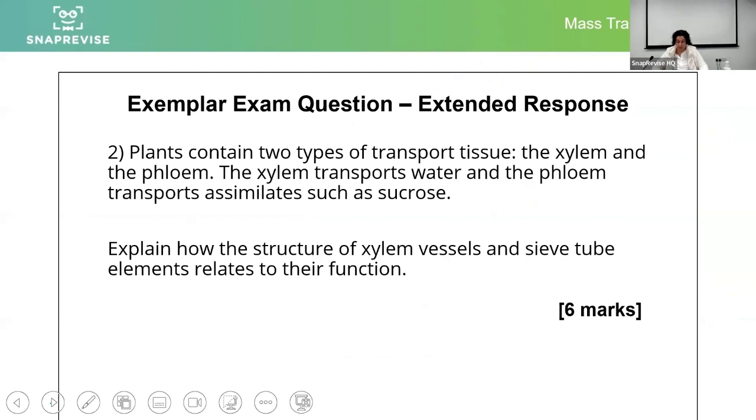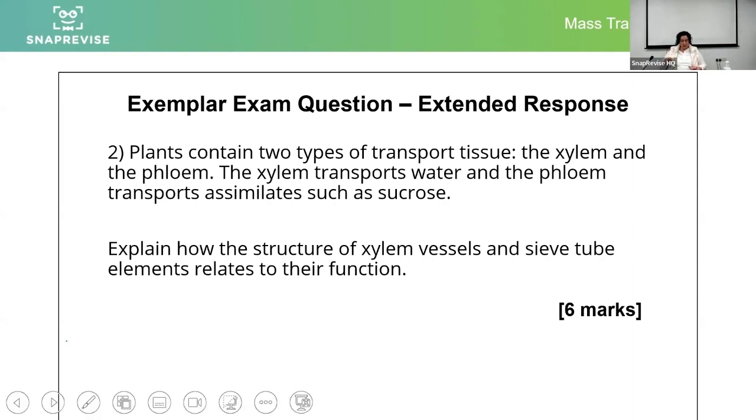Let's have a look at an example question. So plants contain two types of transport tissue, xylem and phloem. The xylem transports water and the phloem transports assimilates such as sucrose. Not quite sure why this particular question says that the xylem transports only water, because clearly it also transports mineral ions. A bit of a peculiar question. Explain how the structure of xylem vessels and sieve tube elements relate to their function. Again, guys, super classic question relating structural adaptations to function.